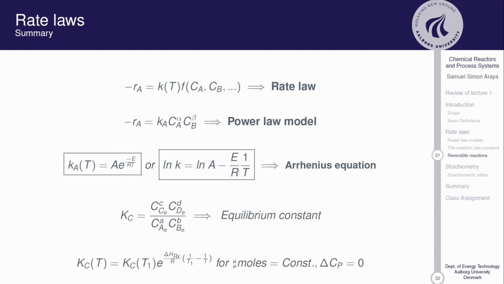And for reversible reactions, we have an equilibrium constant based on thermodynamic relationships, and then we also have a dependence of the equilibrium constant on temperature when we have no change in the number of moles and our heat capacity term is not changing.